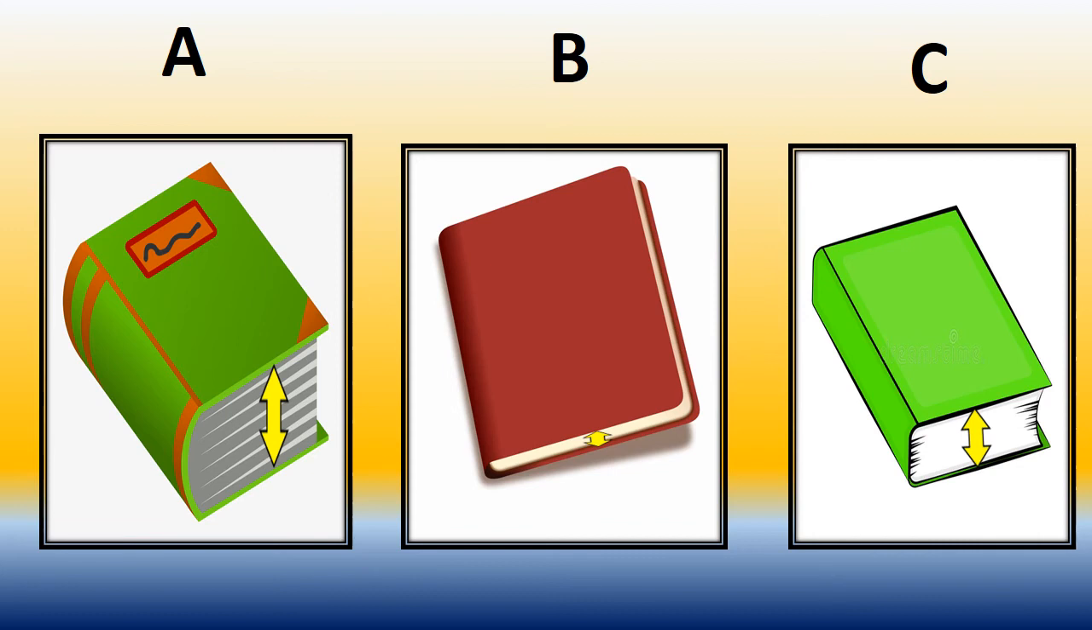We have three books. The width of the book in picture A is more than the width of the other two books. Therefore, the book in picture A is the thickest. We can also say that the width of the book in picture B is less than the width of the other two books. Therefore, the book in picture B is the thinnest. Now let's see another example.